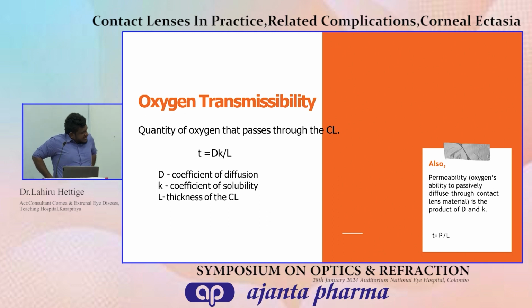The other aspect is oxygen transmissibility. It is the quantity of oxygen that passes through the contact lens. Usually it is better if the oxygen transmissibility is high. In this formula you could derive that it equals the coefficient of diffusion and coefficient of solubility divided by the thickness of the contact lens.